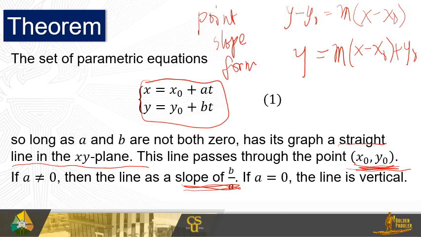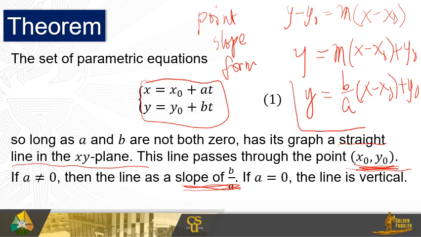Okay. And as you know, our m is b over a. So y equals b over a times x minus x sub 0 plus y sub 0. So that means we no longer have the parameter t. Only x and y are left. Okay?